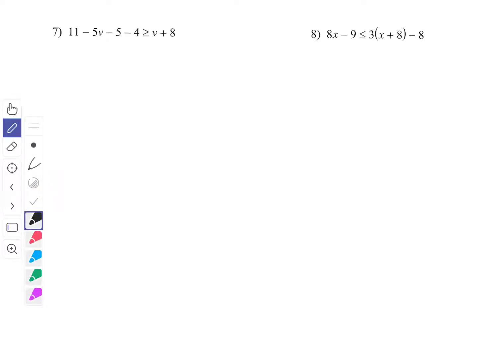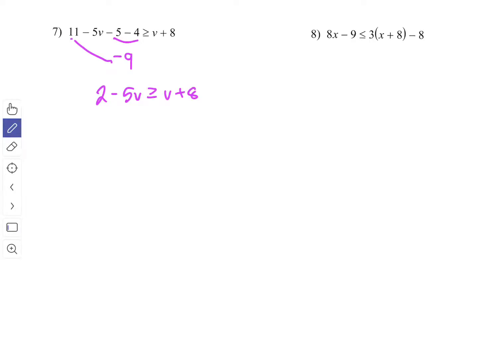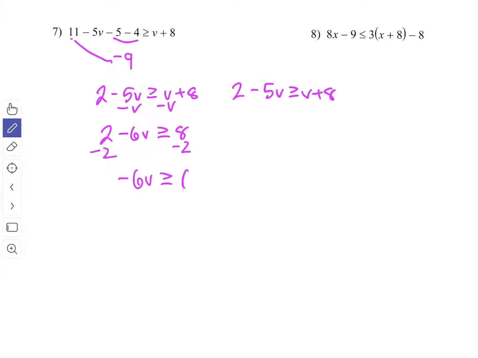Okay, last two examples. So we can combine some like terms. Negative 5 and negative 4 would be negative 9. Positive 11 would be a positive 2 minus 5v is greater than or equal to v plus 8. Now, many different options I could do here, and I'm going to show you two of them because I think it'll help you see some things. So maybe I decide to minus v. I would get 2 minus 6v is greater than or equal to 8. Subtract 2. Negative 6v is greater than or equal to 6. Divide by negative 6. I'm dividing by a negative, so it becomes less than or equal to negative 1.